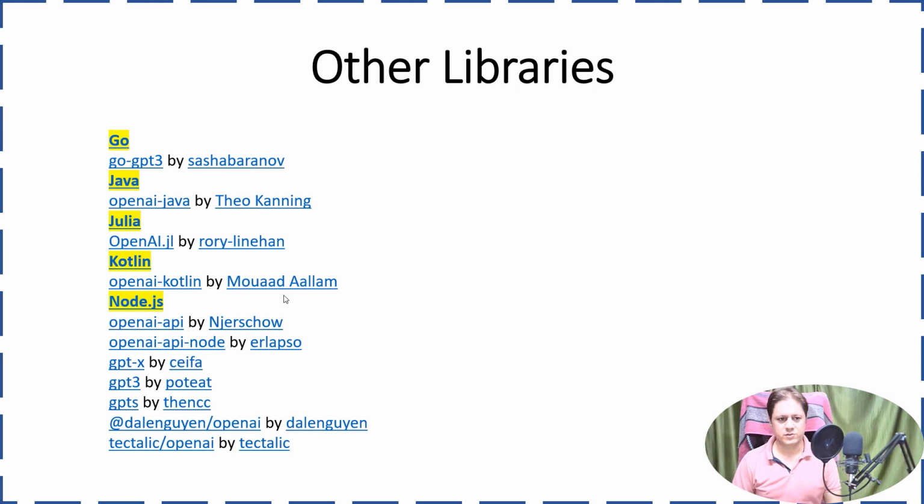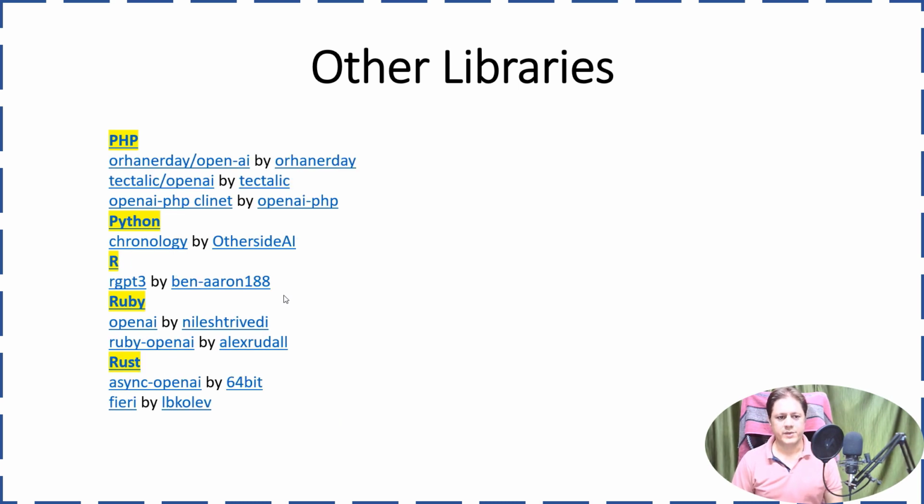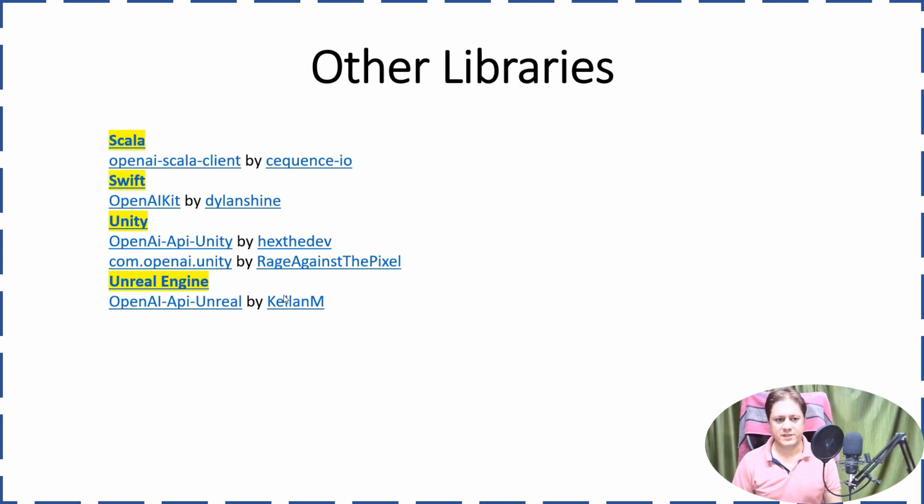You see, Go, Java, Julia, Kotlin, Node.js, PHP, Python, R, Ruby, Rust, Scala, Swift, Unity, Unreal Engine. So these libraries are there and people will create more in the future also. So stay tuned, look at the libraries and utilize them as per your requirement.